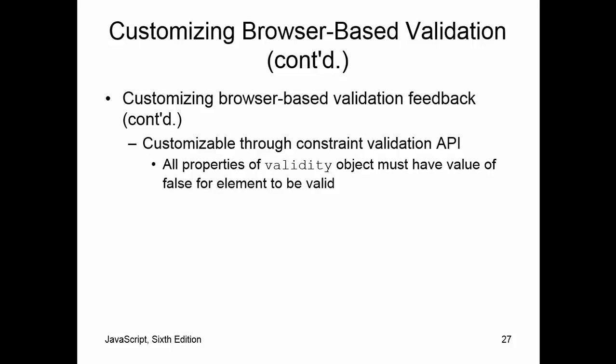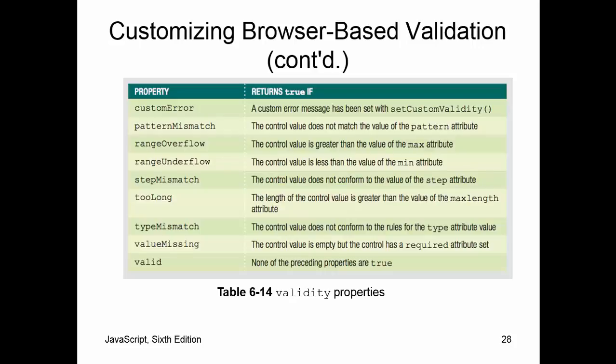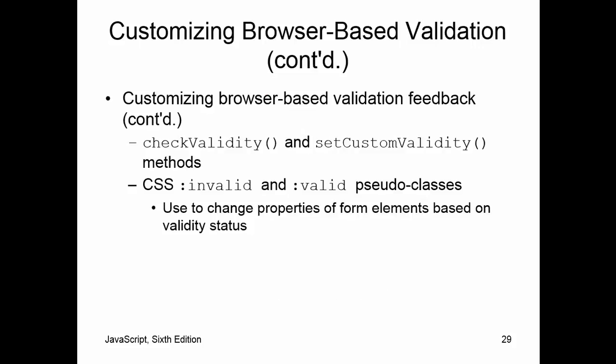They talk here about the validity object, and we're going to see this in just a minute, so let's move ahead here. So the validity properties themselves are shown in table 614 that's on the bottom of page 398. All right, so when you're checking things for validity, these are different kinds of checks that you'd be able to make. So you can check validity and you can set custom validity patterns.